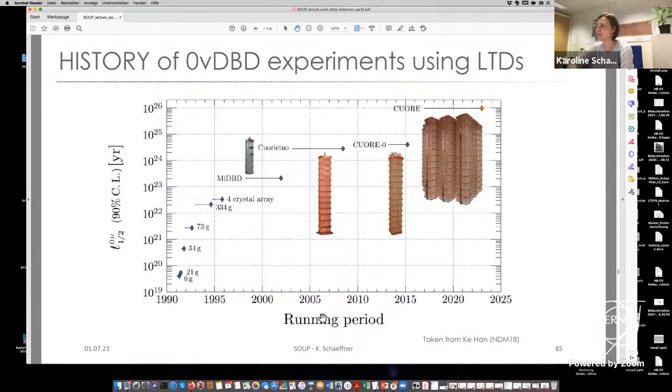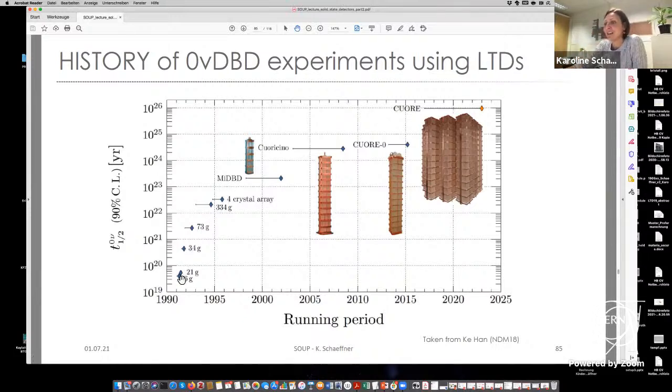Some history now of the CUORE experiment, which is the first experiment I would like to tell you a bit about. This all started with very small detectors of a couple of grams in the 90s. When you remember what I said in the first lecture, in 1987 people thought of using such cryogenic detectors for astroparticle physics. There was then also the first LTD conference, and the first detectors were operated.